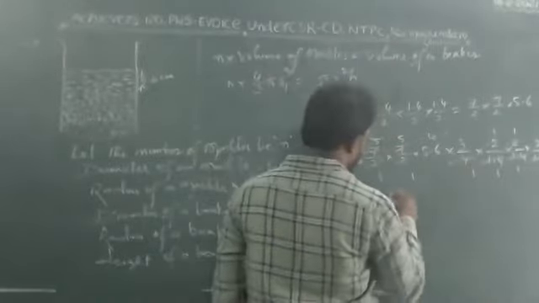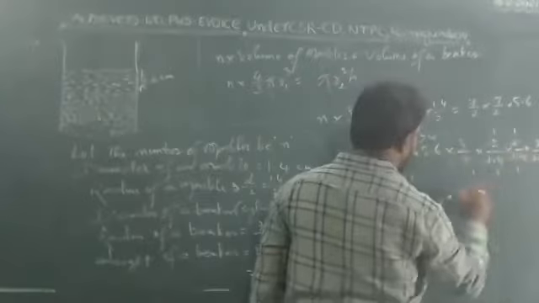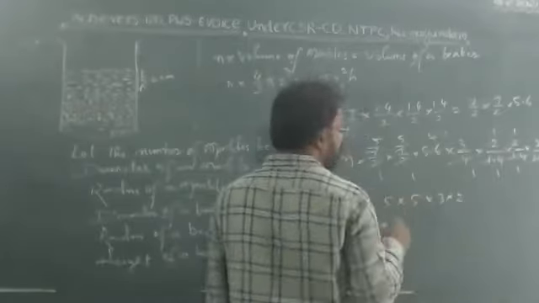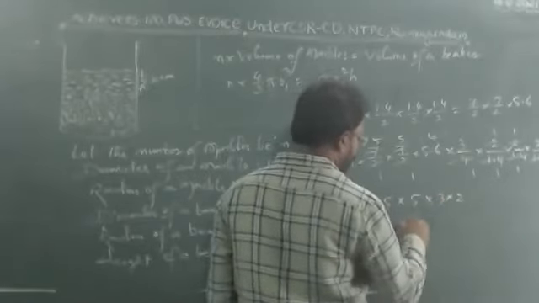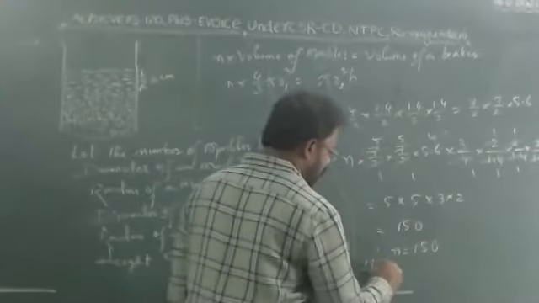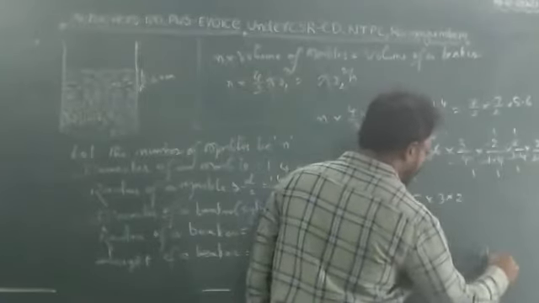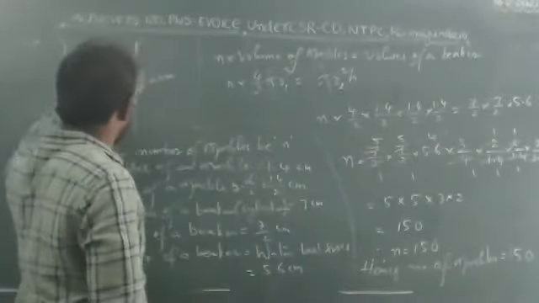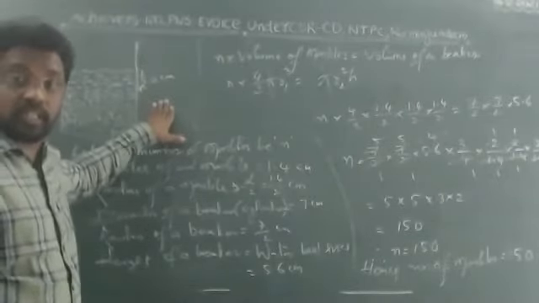What did you get here? What is the answer? 5 into 5 into 3 into 2. These are left. Come on, multiply. 5 5s are 25, 25 3s are 75, 75 2s are 150. Therefore, n is equal to 150. Hence, number of marbles is equal to 150 marbles he dropped into this beaker so that the water level rises up to 5.6 centimeters.